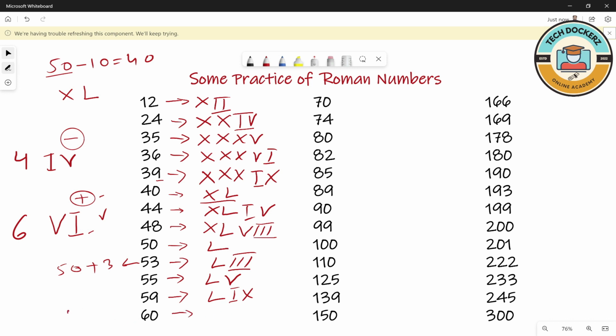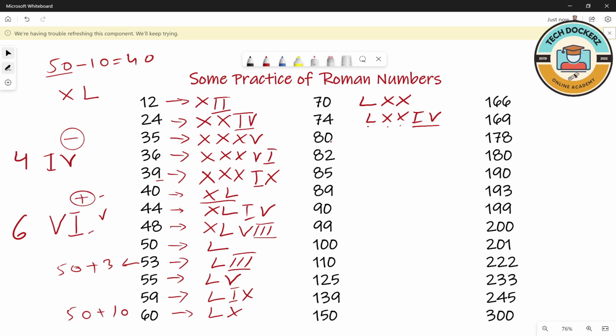How can we write 60? 50 plus 10, right? So LX represents 50 plus 10. All right. So I will write 70: L X and X. 50 plus 10 plus 10. How can we write 74? L X X I V. L stands for 50, then 10, 10 and 4.